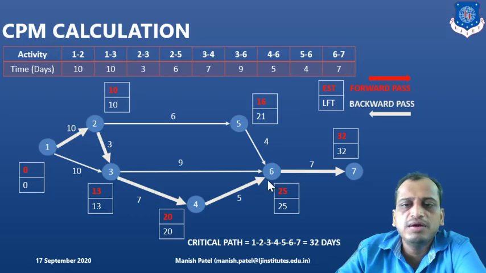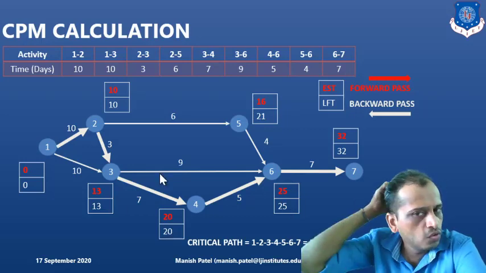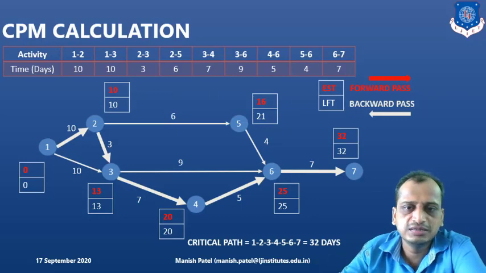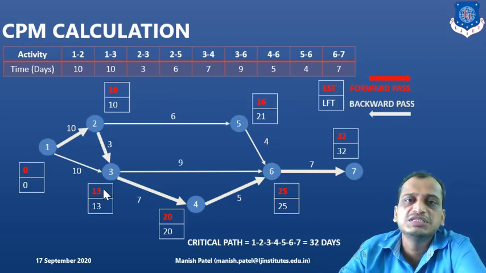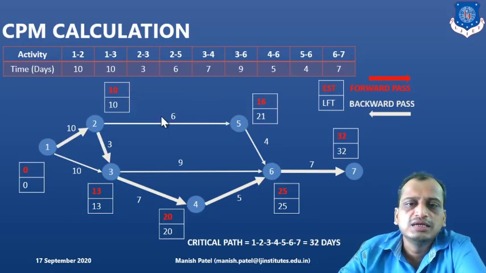Here also 25 minus 9 is there, which is equal to around 16, right? But we will take the minimum value here, which is 13. 16 minus 6 is 10 here. Sorry, 21 minus 6 is around 15, right? And 13 here, 13 minus 3 is equal to 10. We will take the minimum value, which is equal to 10. 10 minus 10 is 0. So hence we have found out the LFT and EST of all the events.